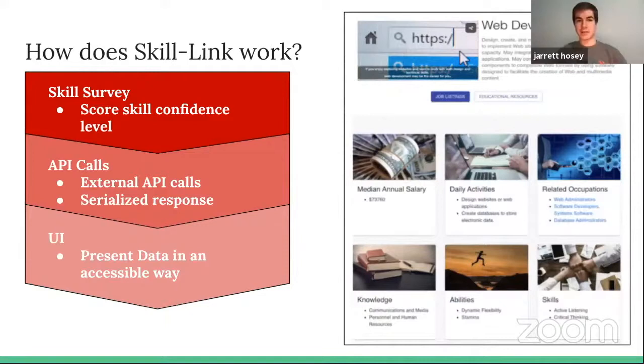Thank you, Frankie. The first thing users will do is fill out a survey of 40 skills. They can select their confidence in each skill that is relevant to them. When they submit their survey, users will get a list of related careers based on their selected skills. They can select each one to find out more information, such as salary, education, and available job listings. And now I'll pass it off to Dylan.